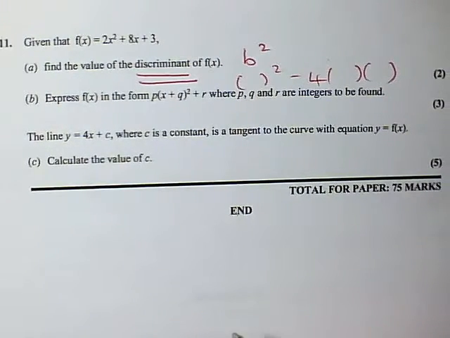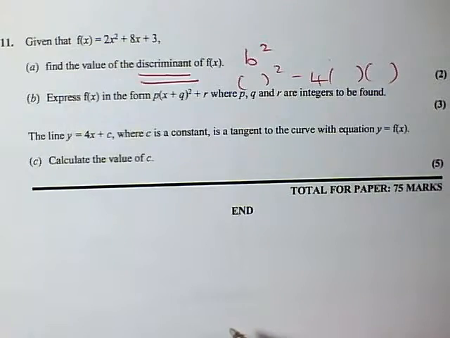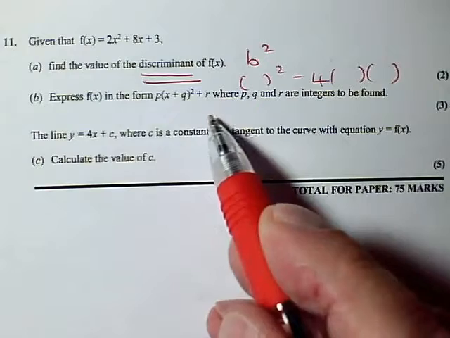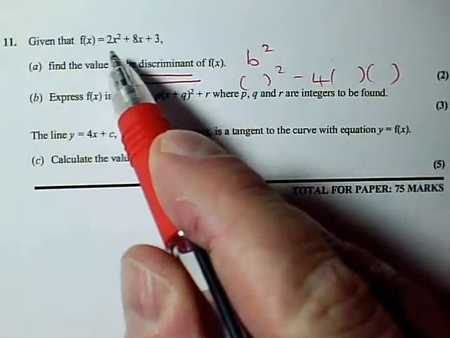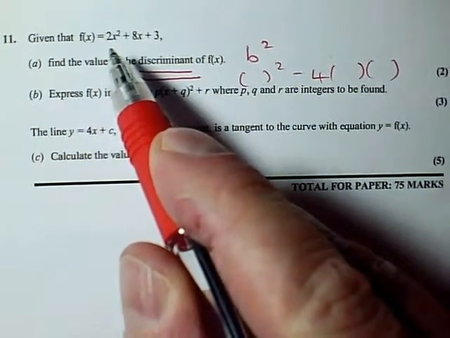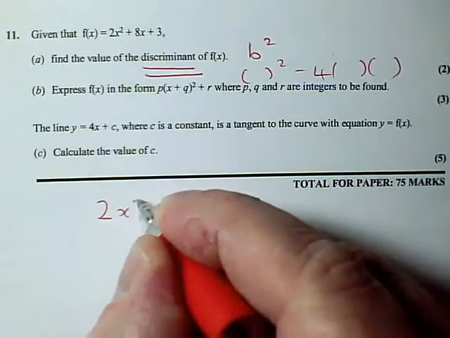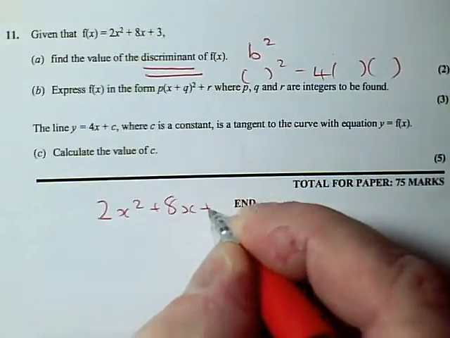It doesn't ask you to comment on what it means, you're just working out what it is. Then we've got to put it in this form, so we're completing the square, but we're doing one of these completing the square where there's a number in front of the x squared. So you need to remember how that goes. So you've got 2x squared plus 8x plus 3.